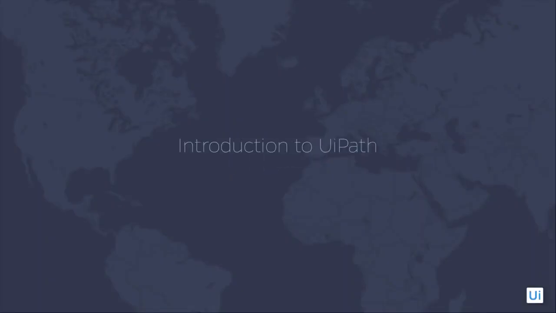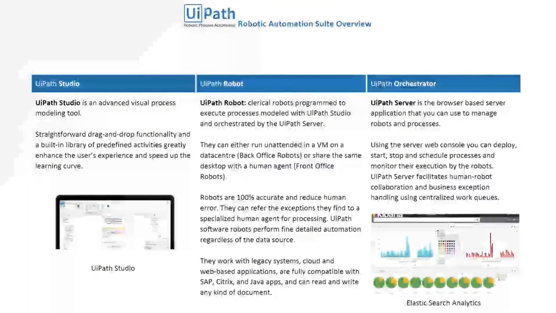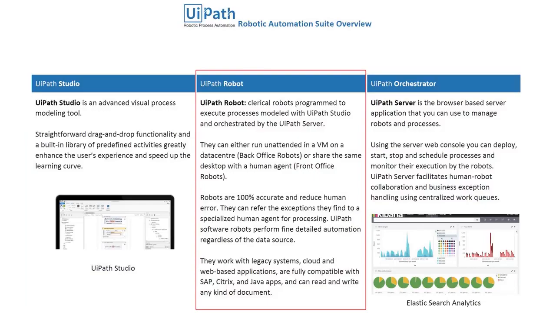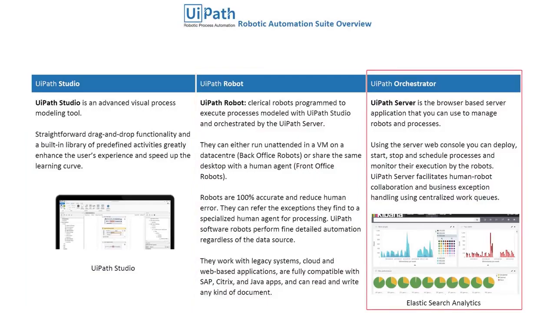Hello and welcome. In this video, we'll give an introduction to our RPA platform, UiPath. Our software platform consists of three parts: UiPath Studio, UiPath Robots, and UiPath Orchestrator.